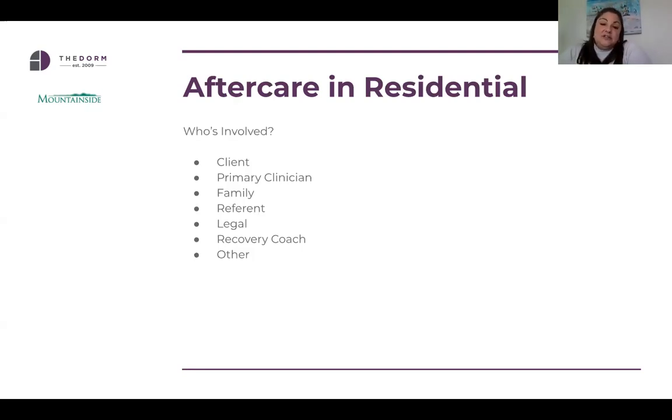And then the case manager is the one dealing with the family on finances. So we kind of split the clinical and the case management so we don't interfere with that relationship. But it's really important just to remember that aftercare in general starts on day one, whether you're in residential or, as Amanda's about to talk about, in PHP or IOP.